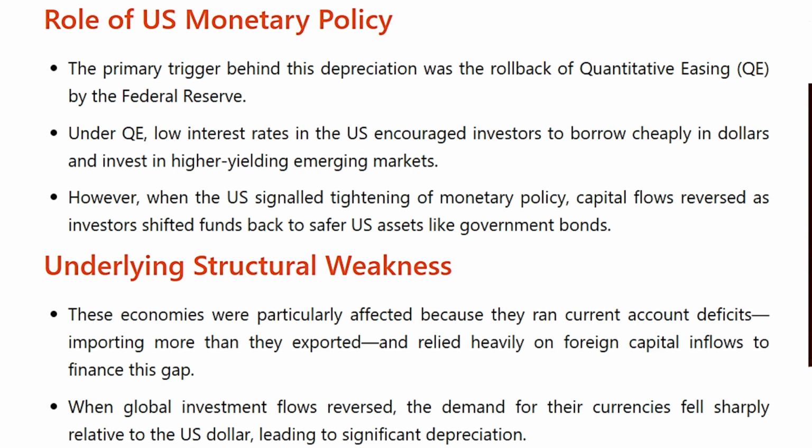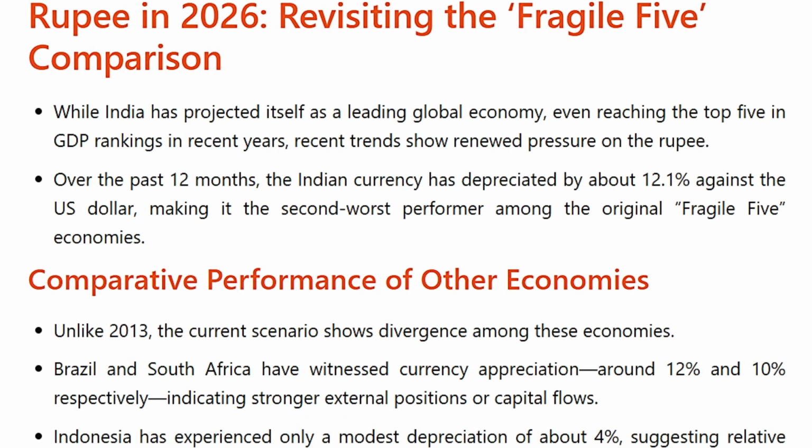Underlying structural weakness. These economies were particularly affected because they ran current account deficits, importing more than they exported, and relied heavily on foreign capital inflows to finance this gap. When global investment flows reversed, the demand for their currencies fell sharply relative to the US dollar, leading to significant depreciation.